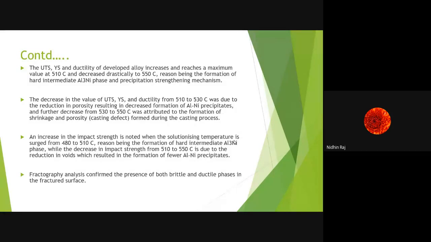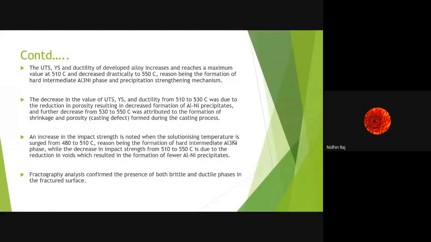Regarding impact strength, an increase in the impact strength was noted as the solutionizing temperature was increased from 480 degrees Celsius to 510 degrees Celsius. This increase was because of the formation of the hard intermediate Al3Ni phase. While the decrease in the impact strength from 510 to 550 degrees Celsius was due to the reduction in the voids, which resulted in the formation of fewer aluminum nickel precipitates. So that was the result that we got for the impact strength.